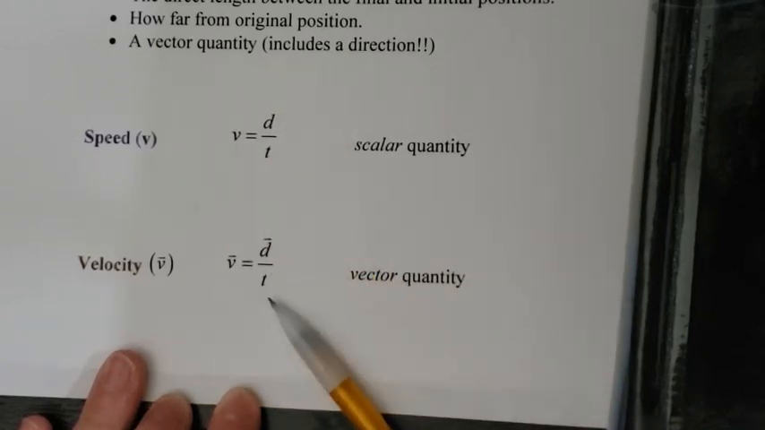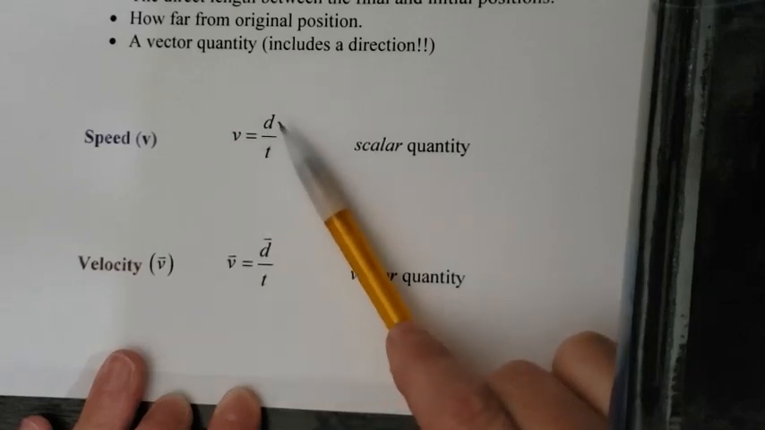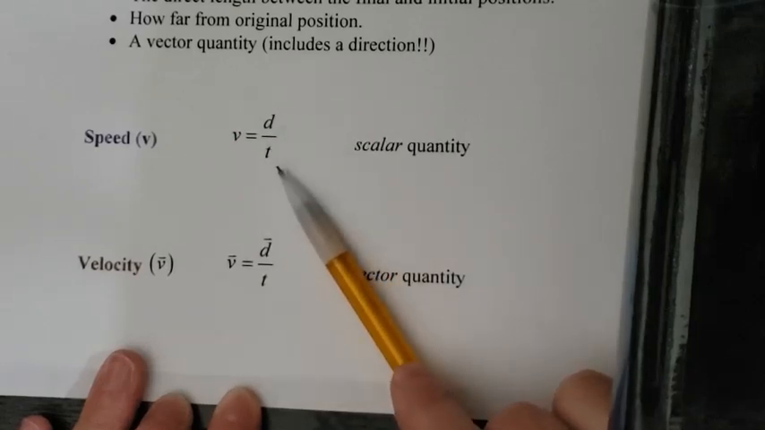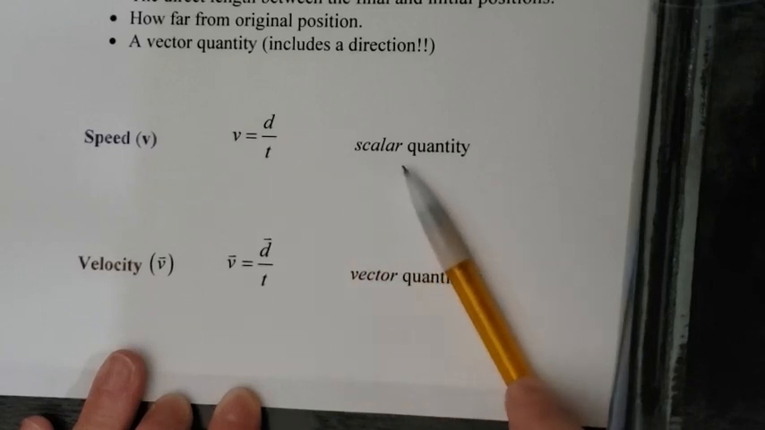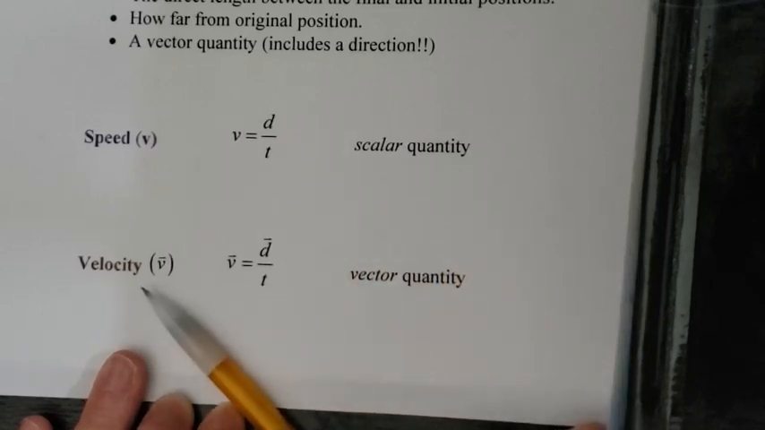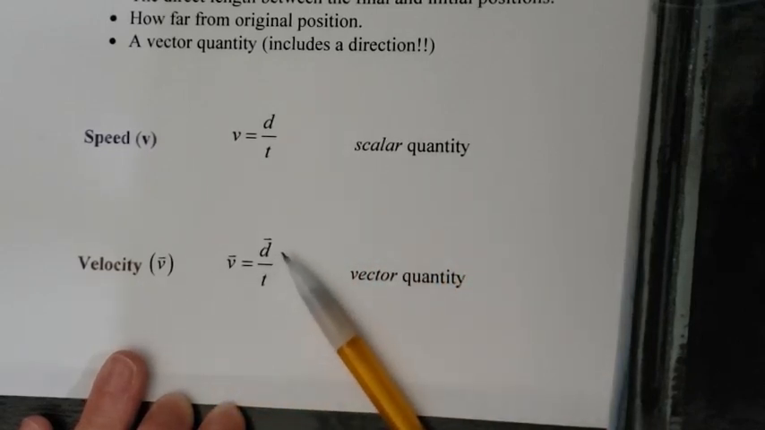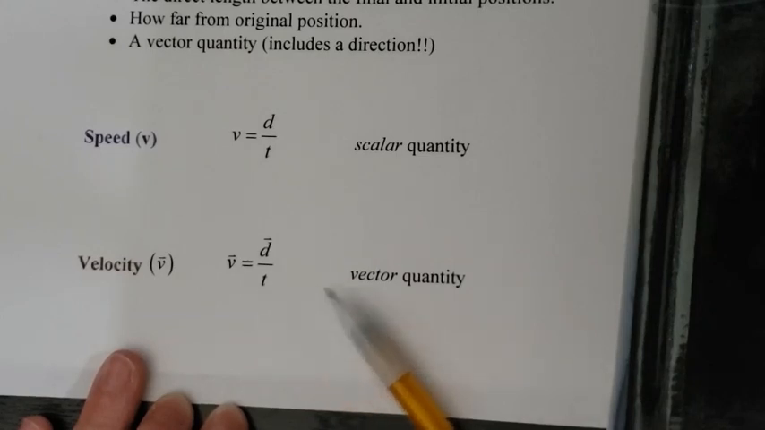v is equal to d over t. So v is equal to the distance divided by the time. That's our formula for speed. It's a scalar quantity. For velocity, velocity is displacement divided by time, and it's a vector quantity.